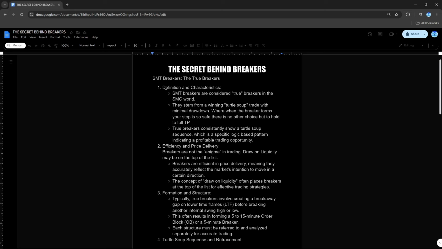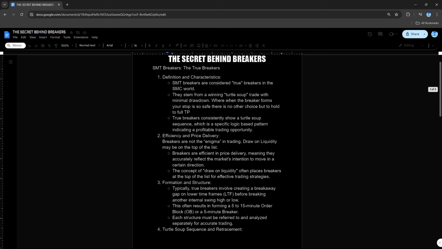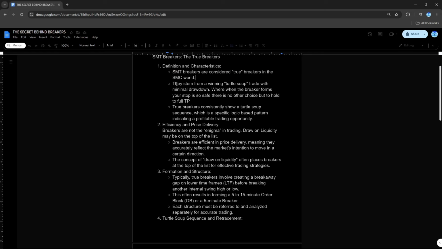Coming into the definition and characteristics of our true breakers, which is SMT breakers. SMT breakers are considered to be true breakers, and I understand SMT has a couple of different meanings, very high probability meanings, but I'm keeping it simple for today on the SMT idea. They stem from a winning turtle soup trade with minimal drawdown.